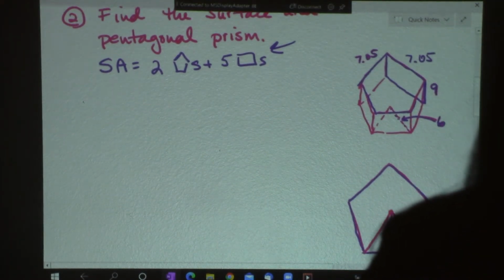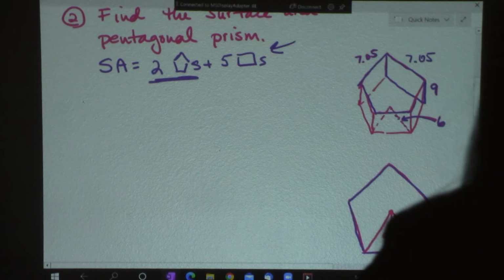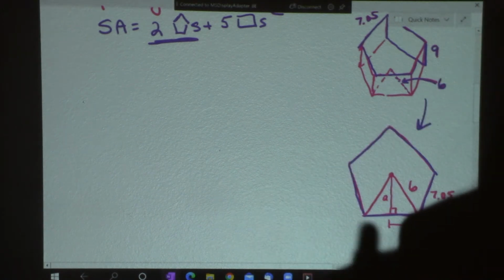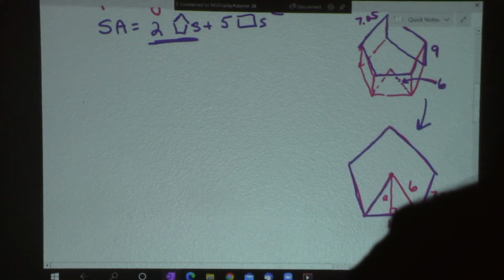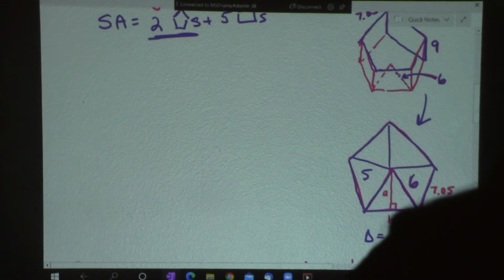Okay, so now I need to find the height or the area of this pentagon here. So I redrew the bottom base larger so that we could see the triangle, and you'll remember this from the last chapter. And if I can find the area of one of these triangles, then I can figure out all the way around, right? So now the area of one of those triangles is 1/2 base times height. And what don't I have? I don't have the apothem, and I need that.